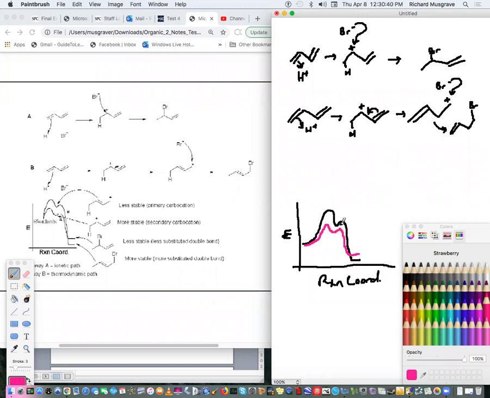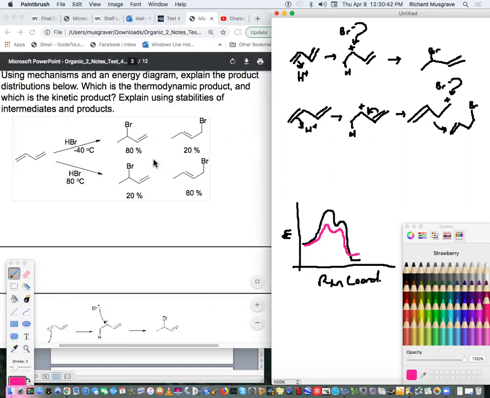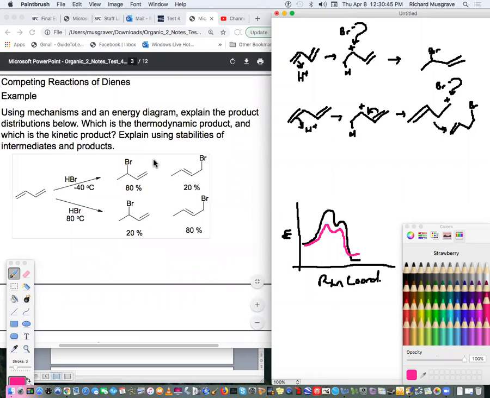So what we're looking at here, I'll go back to the initial notes. We're looking at a competing reaction of a diene here. In the course of this reaction, you can see that we have HBr under low temperature conditions, minus 40 degrees, and then we have HBr at 80 degrees. So we have low temperature and high temperature. What you can see is that at those different temperatures, we get different distributions of the two expected products from the addition of HBr to the double bond.